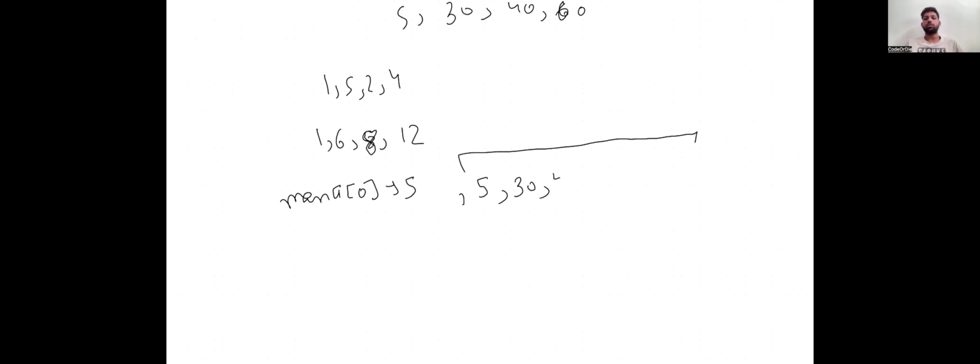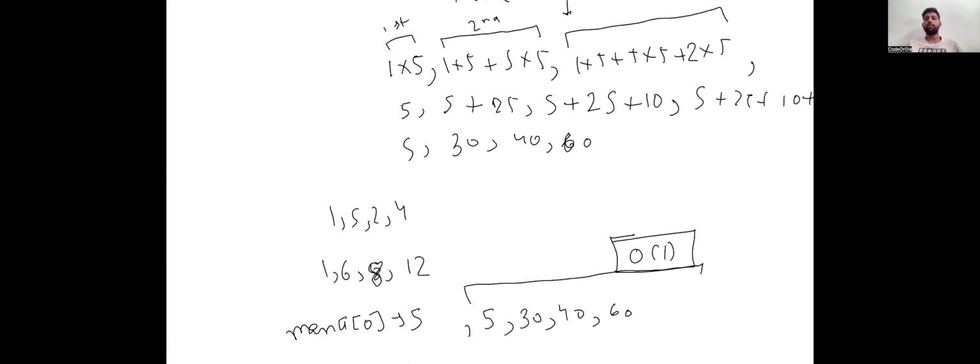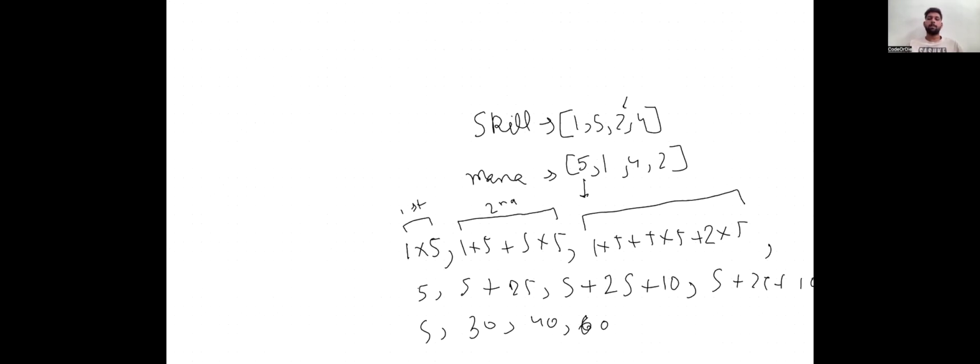Now if I have to calculate for mana of 0, which was 5, I will just say 5 into 1, 5. So this is the end time of the first guy, then 6 into 5, 30, 8 into 5, 40, and 12 into 5, 60. So we can just calculate in O of 1, no worries for this. So for length of mana equal to 1, we know the answer. But for more than one length, how can we process it?